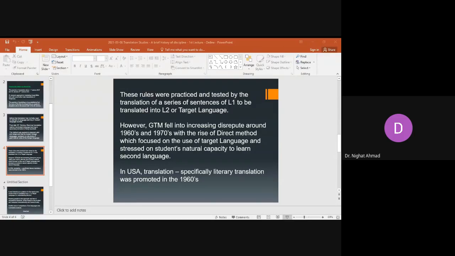Let's see how it all began. I'm just going to read, and you all have to be attentive, and you can refer to your notes as well. In USA, translation, specifically literary translation, was promoted in universities in the 1960s. It was done basically through translation workshops, based on I.A. Richards, a very famous critic and theorist, and his workshops on practical criticism. This kept evolving, beginning in the 1920s and continuing till the 1960s. There were certain specific universities focusing on this translation workshop.